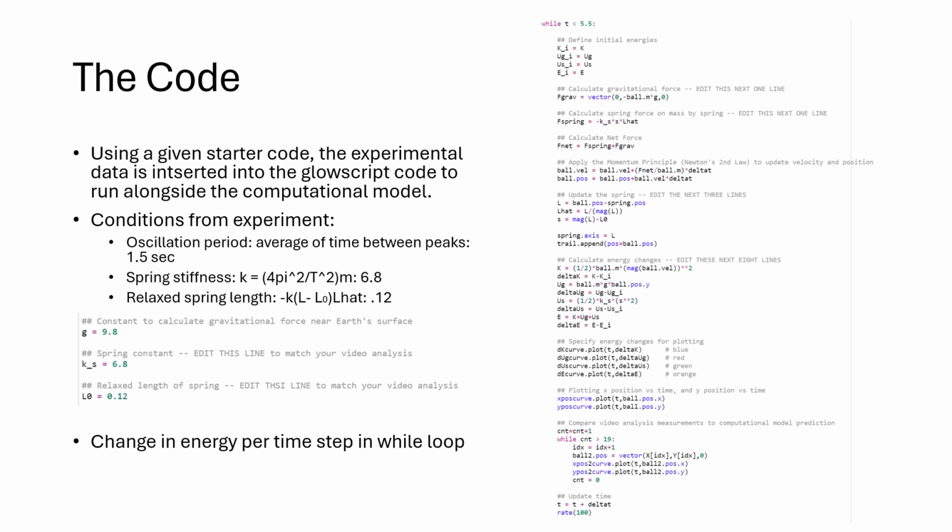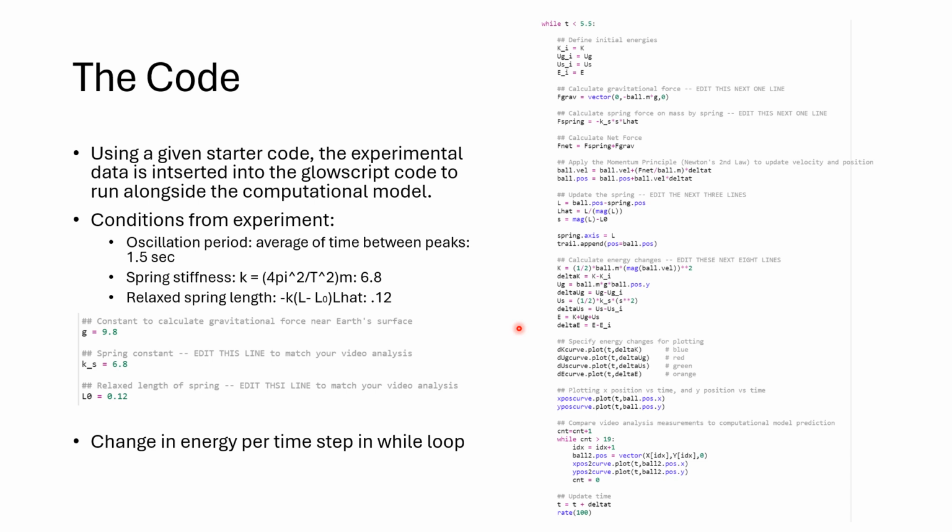Moving on to the code, using a given starter code, the experimental data is inserted into the GlowScript code to run alongside the computational model. From the experiment, we need to extract the oscillation period, spring stiffness, and relaxed spring length. The first of these, the oscillation period, is the average time between the peaks of the graph shown in the previous slide, and this equates to 1.5 seconds.